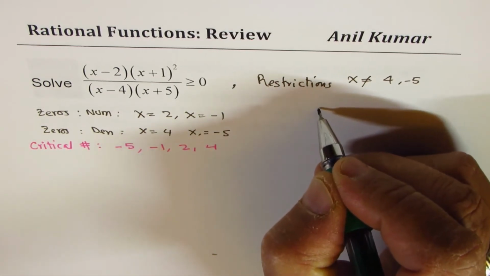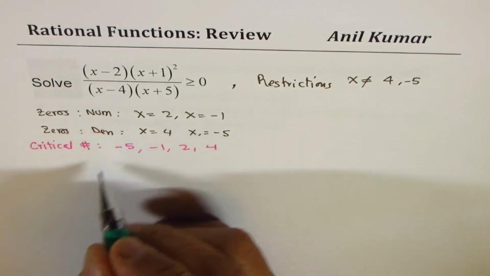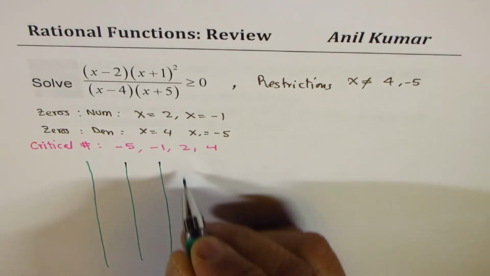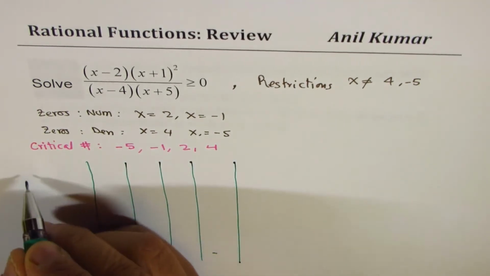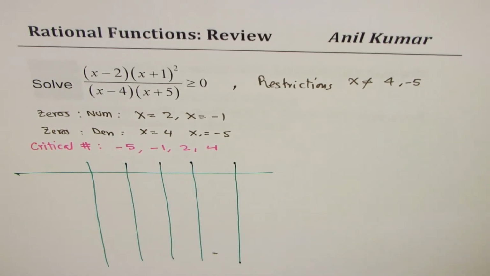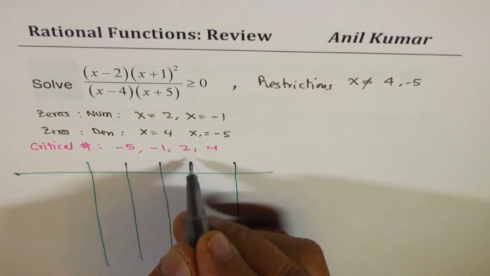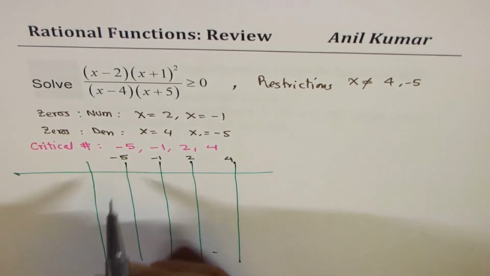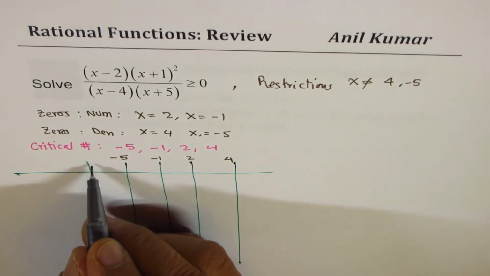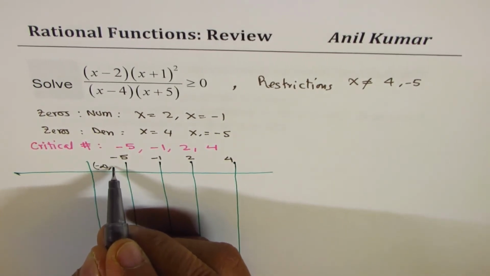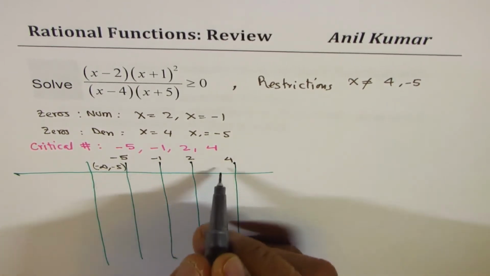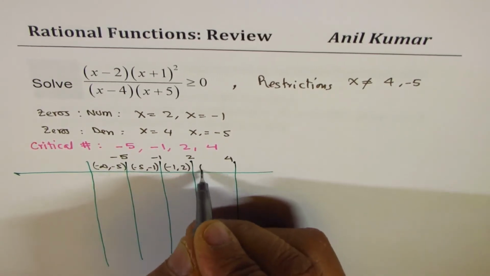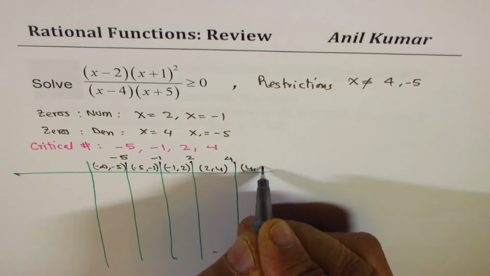Okay, so I will draw these lines here. So we have 1, 2, 3, 4, and 5. Correct? Now we'll write all these points right there in order. So this is -5, -1, 2, and 4. These critical numbers divide the interval into -infinity to -5. So 4 numbers, 5 intervals, correct? -5 to -1, -1 to 2, 2 to 4, and 4 to infinity.